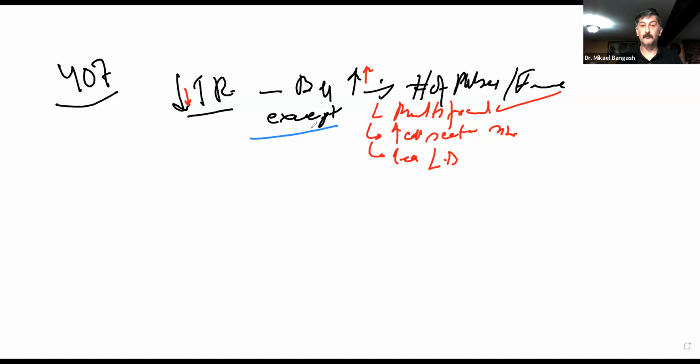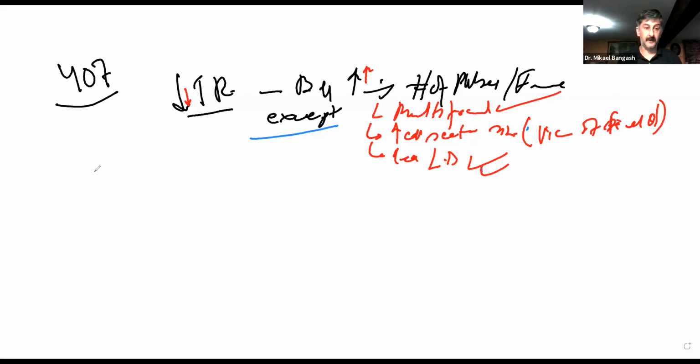Increasing the line density reduces your temporal resolution by increasing the number of pulses per frame, so that as well doesn't fall under the category of except. Increasing the view of field: view of field is just another name for your sector size.